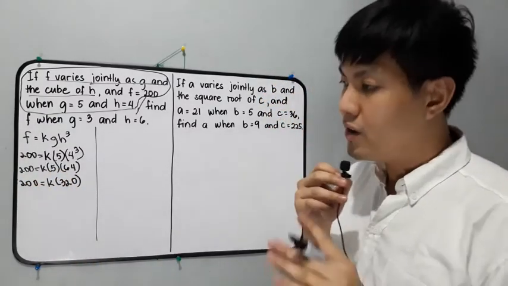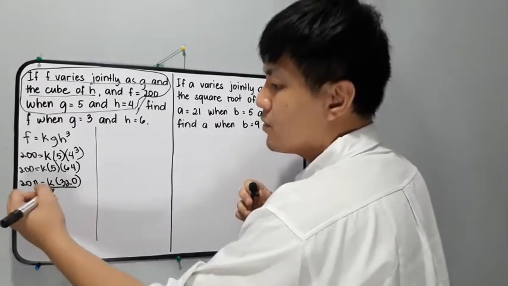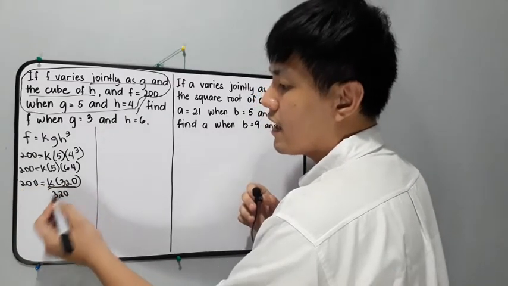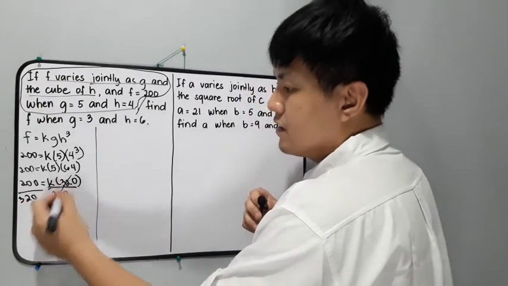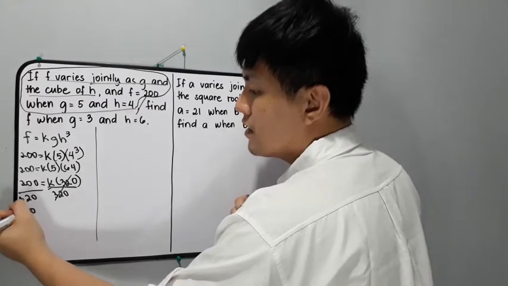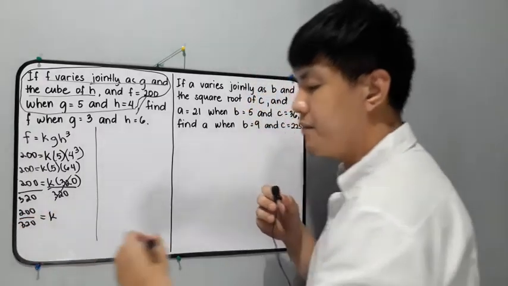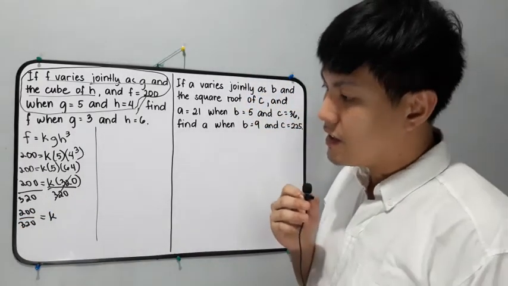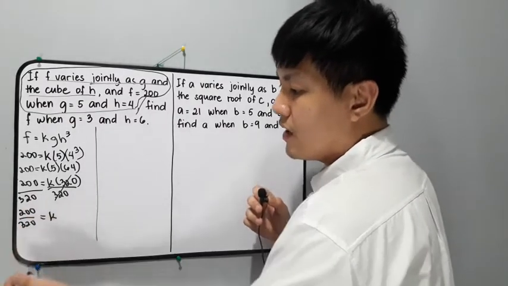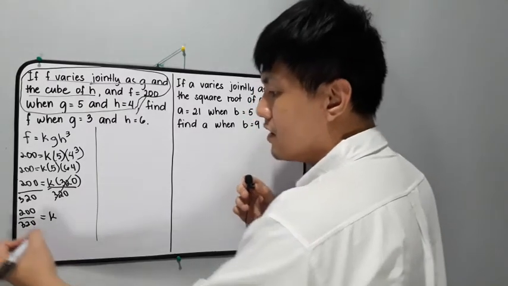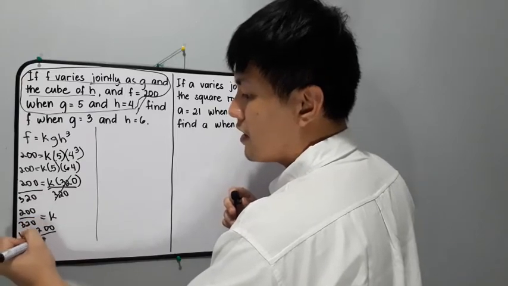Next one, we're almost done here. K is almost isolated, but we have to divide both sides by 320, so we can cancel 320, then divide by 320. So we have here 200 over 320 is equal to k. We are not yet done since the given is not yet in simplest form. So switch muna natin, so later on mas madali nating makita yung final answer. So we have k is equal to 200 over 320.